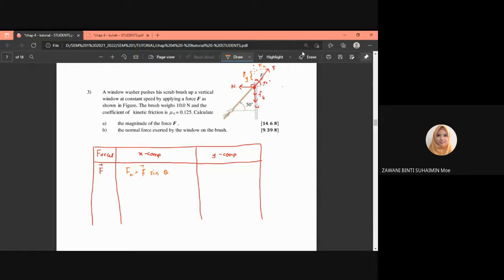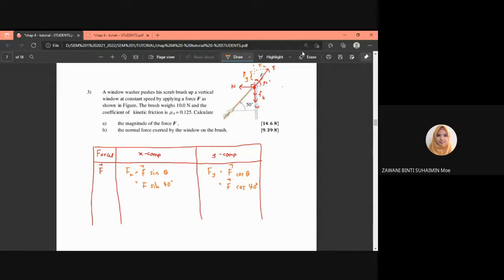Okay, F kita nak cari. Lepas tu sin theta, sin 40 degree. Dari segi X component, force tersebut adalah ke kanan, so positif. Biarkan dulu sebagai unknown. So F in Y component, kita ada F cos theta. F kita tak tahu, so kita tulis apa saja yang kita tahu, itu 40. Okay, settle part force.